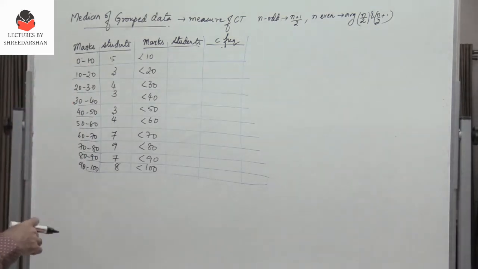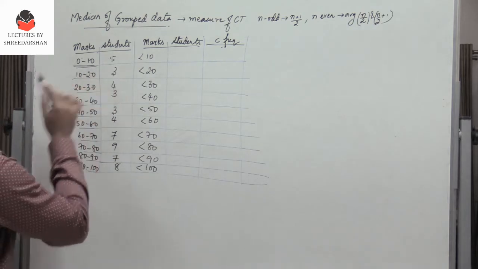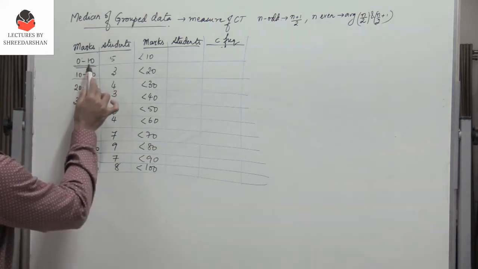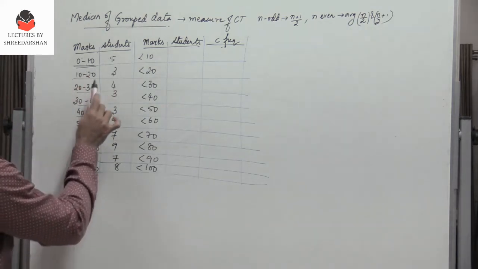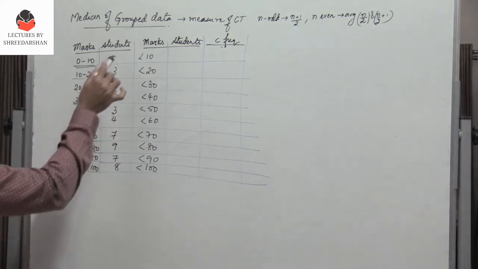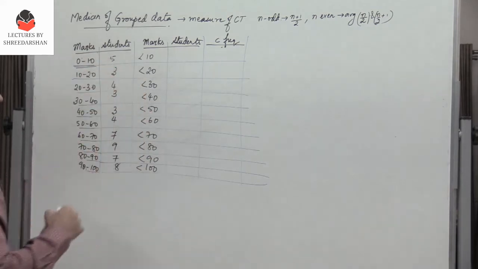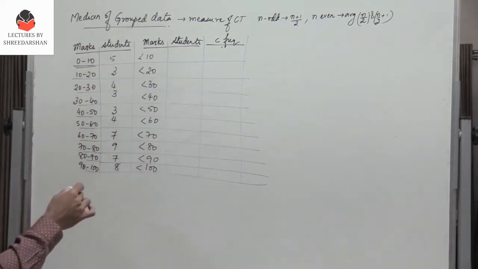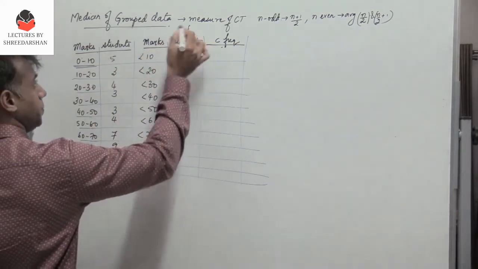So when the range is given, it is not very easy to find the median. Now when the range of marks is given, 5 students have scored marks between 0 and 10, 3 students have scored marks between 10 and 20, and so on. So this data is given here. Right? Now we need to find the cumulative frequency.